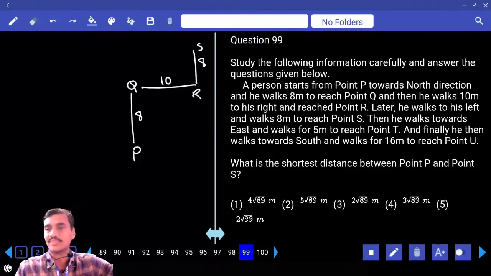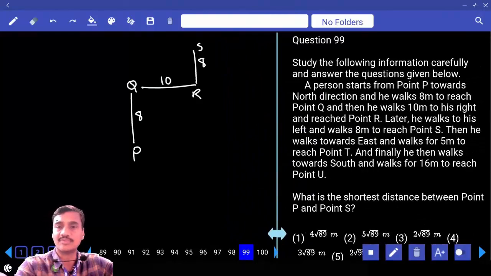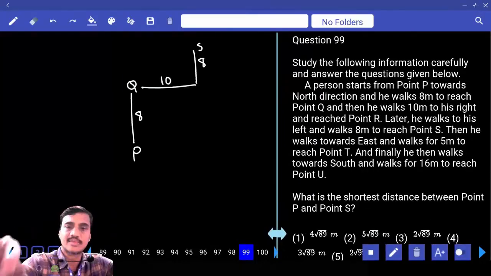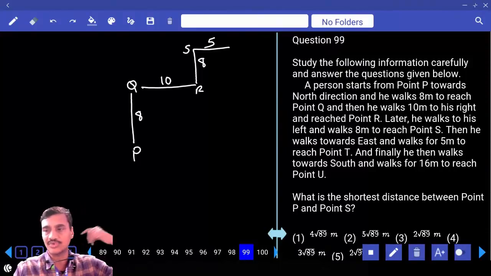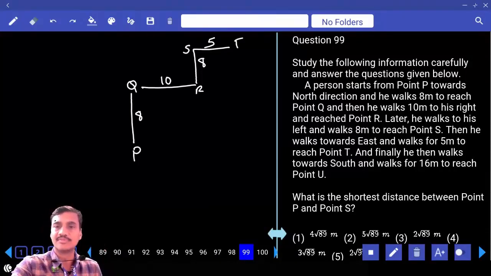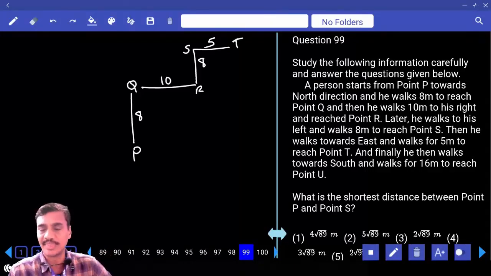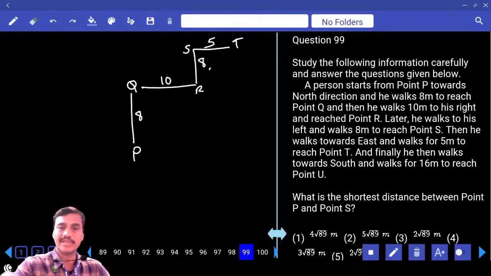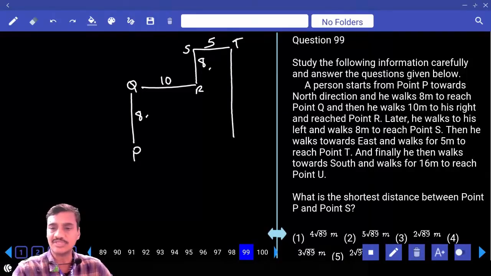After reaching point R, later he walks to his left and walks 8 meters to reach point S. From here, left hand side 8 meters and reached point S, and this is R. And next one, then he walks towards east and walks for 5 meters towards T. Now this is 5 meters east to reach point T. And finally he walks south. From T, he walks south and walks for 16 meters. 8 plus 8 is nothing but 16. That means this person reaches U.